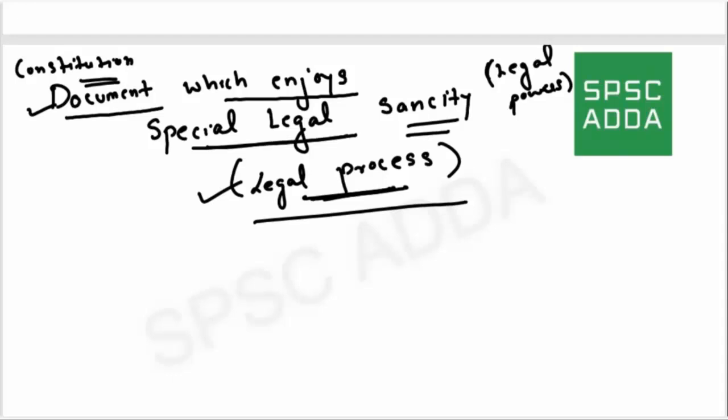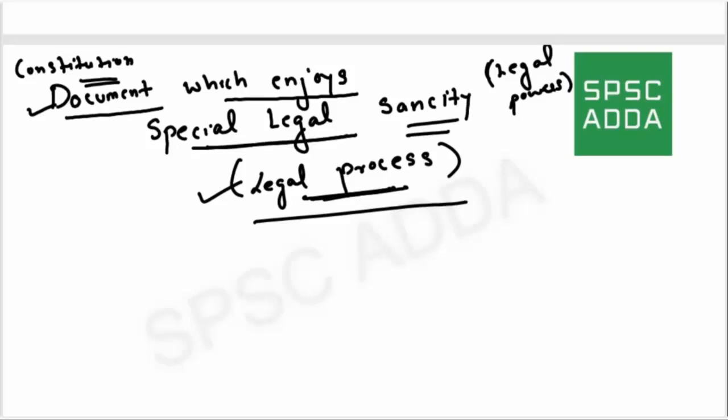Okay, now can anyone repeat whatever I have told you? Anyone online who can unmute themselves? Just tell me in your own words, what is the constitution? Constitution is a document which enjoys special legal sanctity. It is created by legal process. Legal sanctity means legal powers. It has certain legal powers. Okay, clear? Yes, sir.